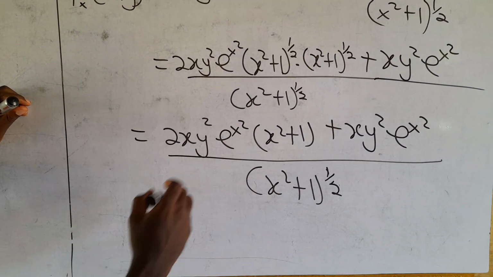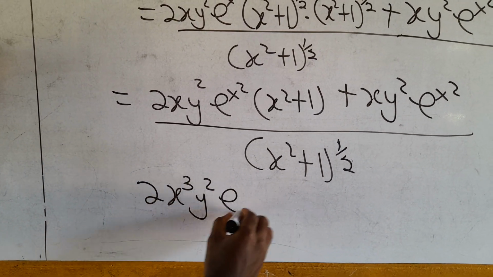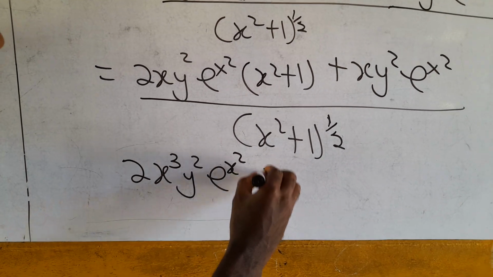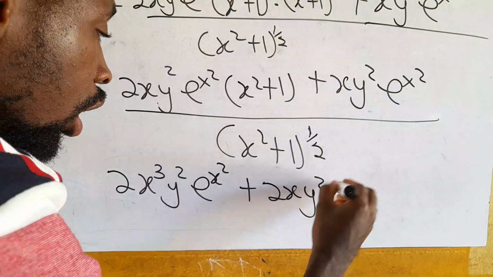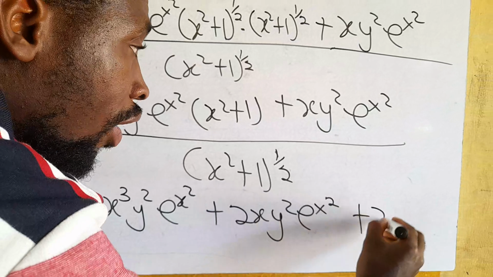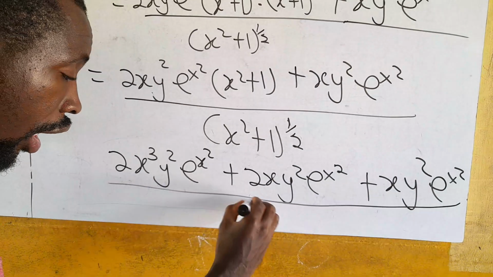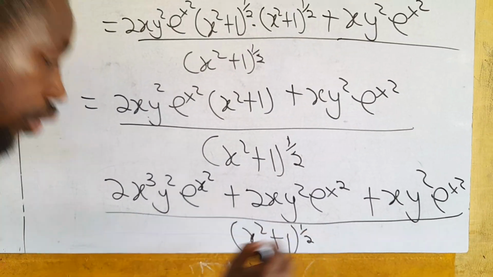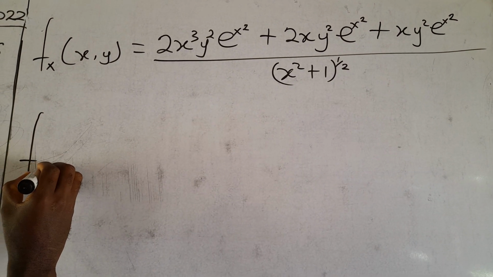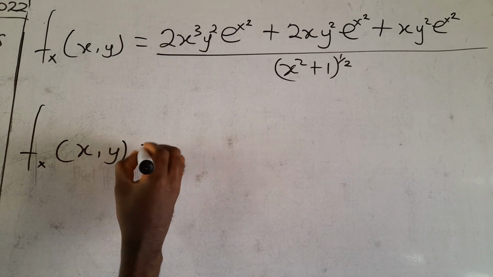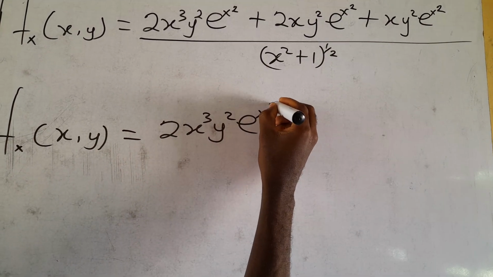So when we multiply this, we'll get 2x cubed y squared e exponent x squared. Then plus this multiplied by that, we'll get 2x y squared e exponent x squared. Then plus our x y squared e exponent x squared over x squared plus 1 exponent half. So I'll polish this further. Then we can say the partial differentiation of the function f with respect to x will be equal to 2x cubed y squared e exponent x squared.